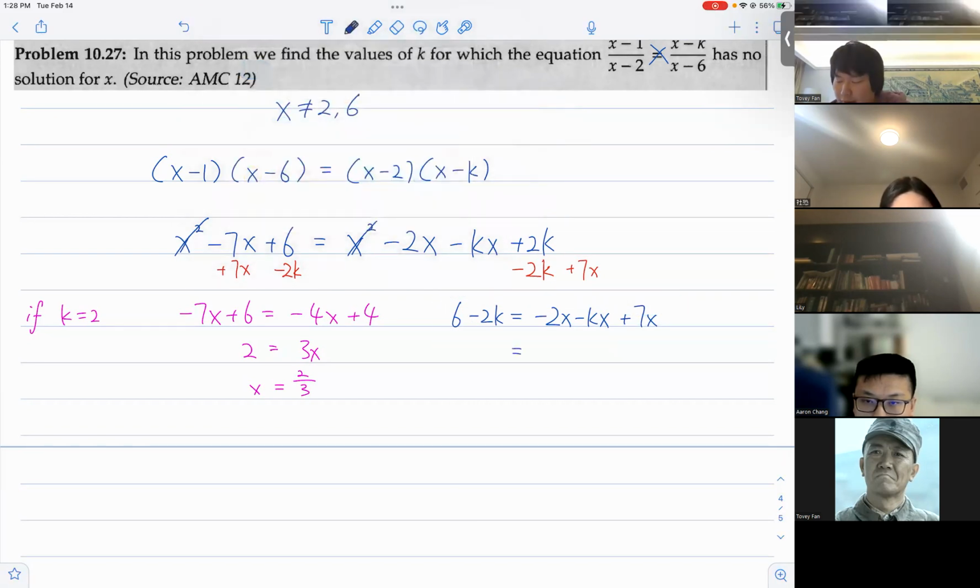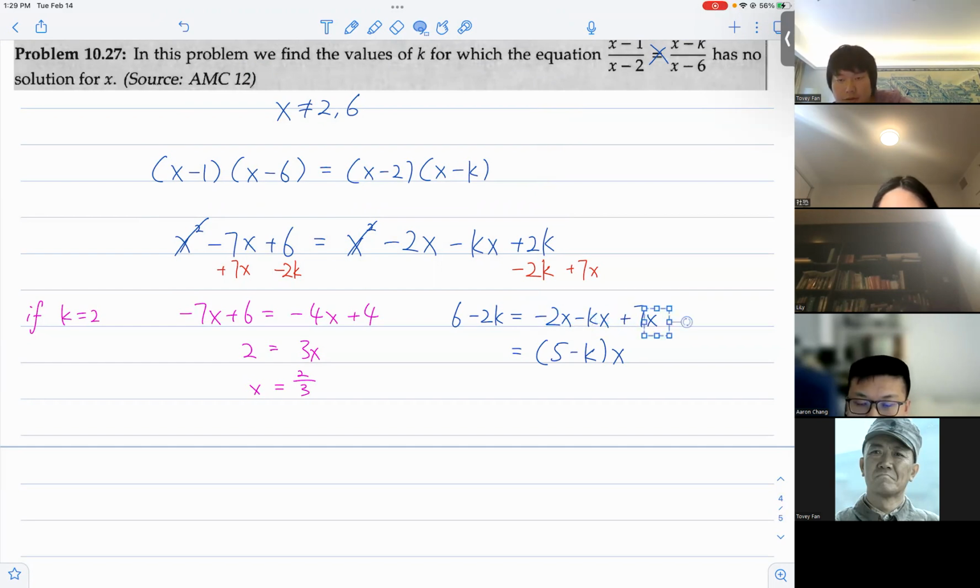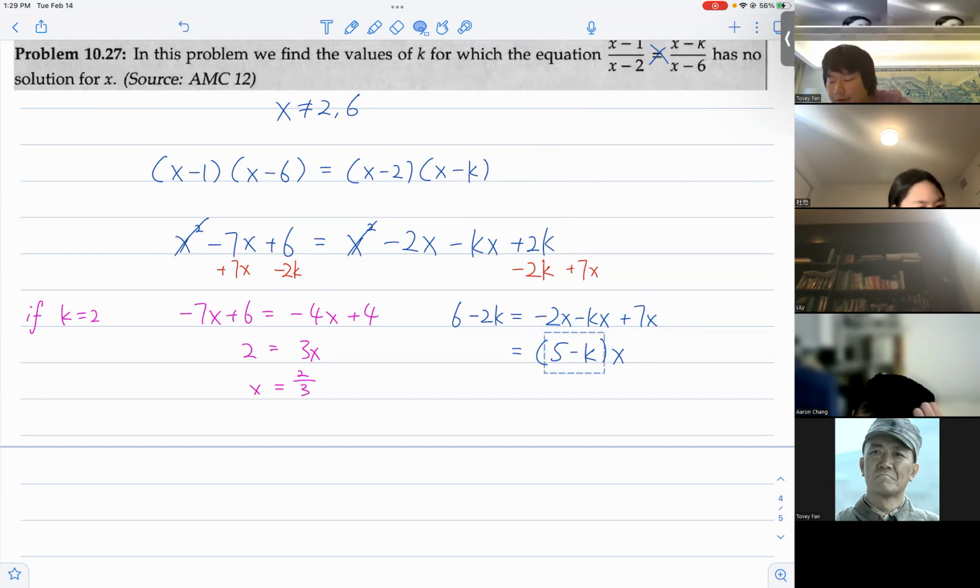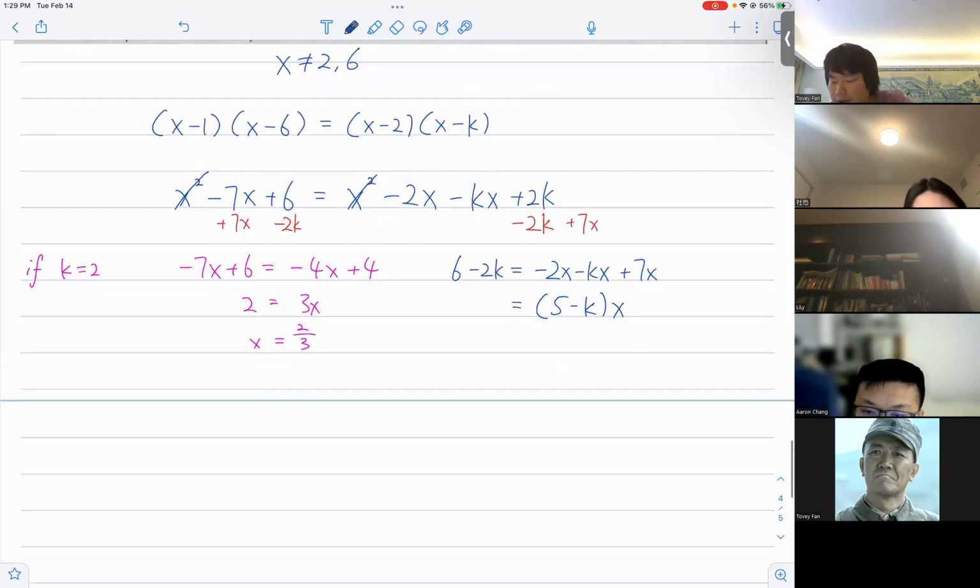And now we do the next. So here we can combine like terms, right? Here's negative 2x plus 7x, that's 5x. 5x minus kx, just 5 minus k, times x. Okay, if you have trouble doing this, maybe just consider common factoring. Notice that x is the common factor, so take it out, and that will just become negative 2 minus k plus 7, so 5 minus k. Common factor, okay?